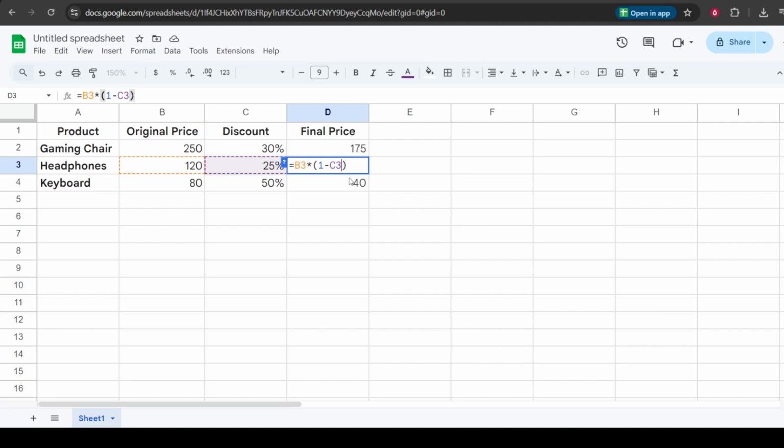A few quick tips for accuracy and speed. Parentheses matter because they make Sheets calculate 1 minus the percentage first. If your discount is stored as a decimal like 0.2 instead of 20%, the same formula still works. 1 minus 0.2 gives 0.8. If you're filling the formula down a column and your discount is in a single cell, consider locking that cell with dollar signs so the reference doesn't move as you copy.